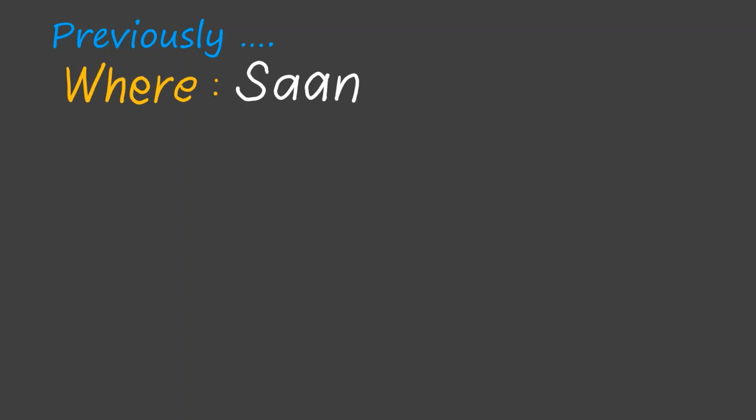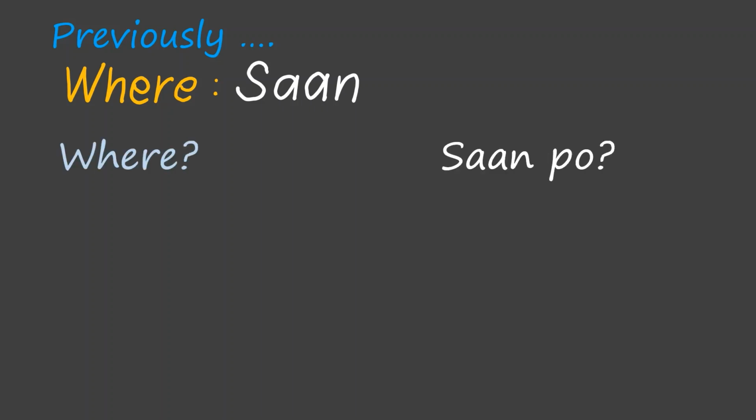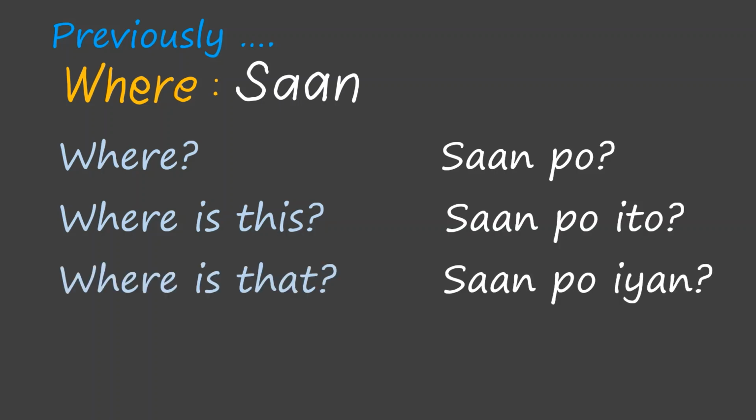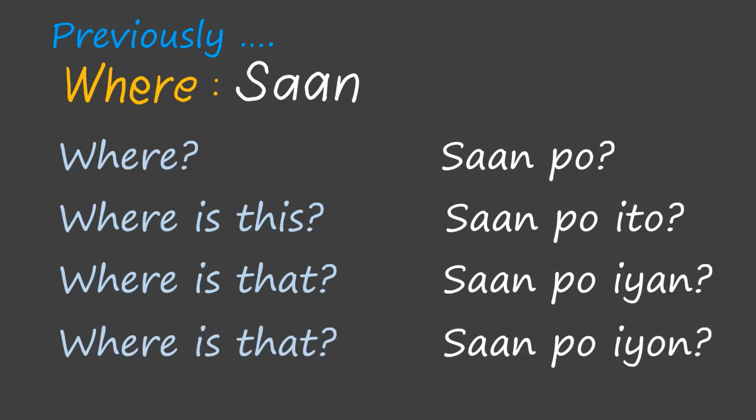Previously, we have learned that where is saan in Filipino. We have also learned the following simple questions using where. Where? Saan po? Where is this? Saan po ito? Where is that? Saan po iyan? Where is that? Saan po iyon? Again, the difference between iyan and iyon is that iyan is something that is nearby. Iyon is something that is further away.